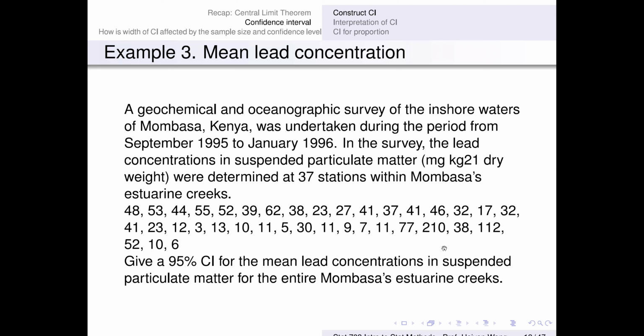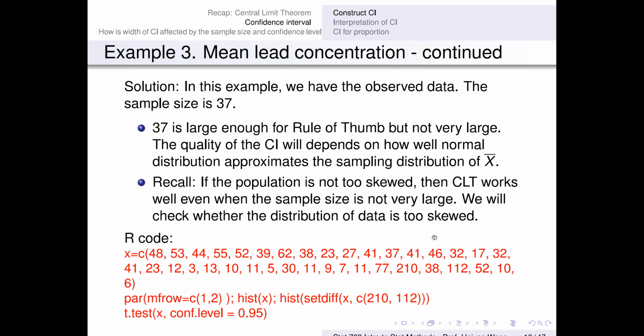We'll have a quick look at these numbers. These numbers seem to be different quite a lot. Some are single digit, like 7 or 9, 6, and some are very large, 210, 112. So in that case, the first thing is it's better to try to do a plot. On this slide, it shows the plot that we're giving is a histogram rather than the QQ norm. With 37, even though it's bigger than 30, it's not too large, so it is a good idea to have a look at the distribution to see how skewed it is.